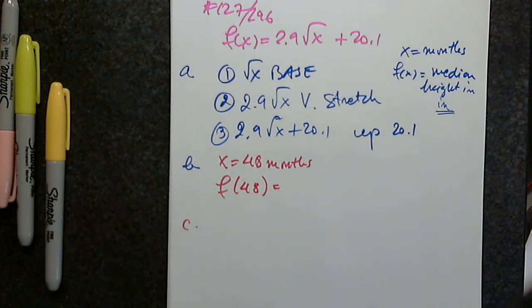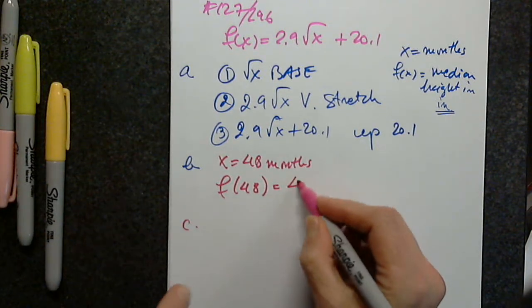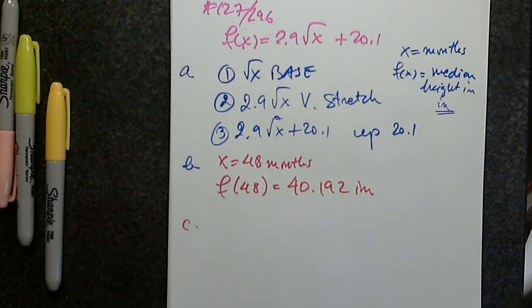Okay, so in y equals, I would like to put this function. They may ask me for more. So I will put in 2.9 times the square root of x, and then outside plus 20.1. I haven't used it with the other class, so I have to go back and change the table. Okay, so then second and table, and 48 months. So I have the answer is 40.192 inches.